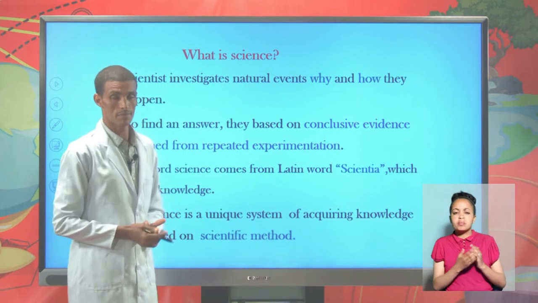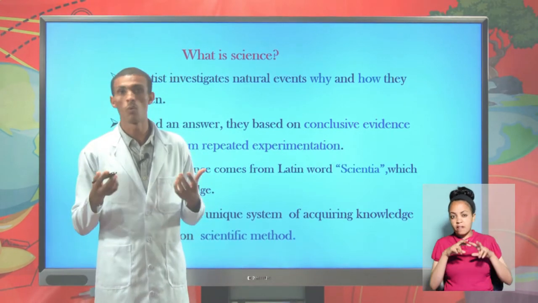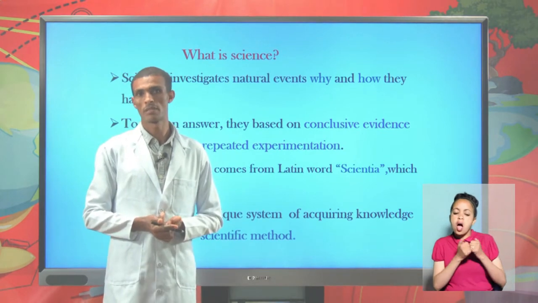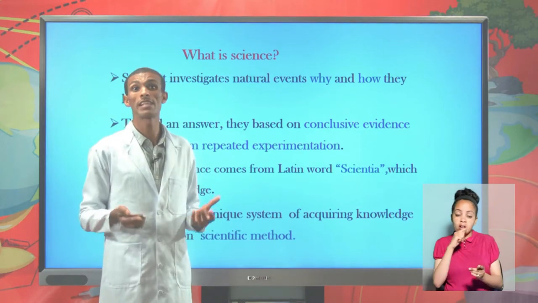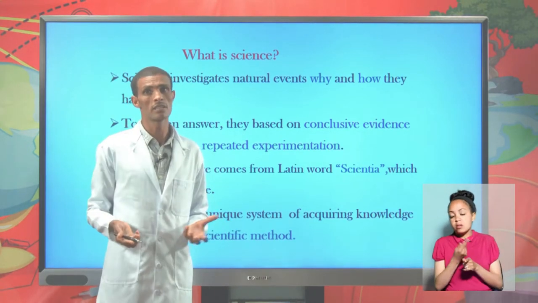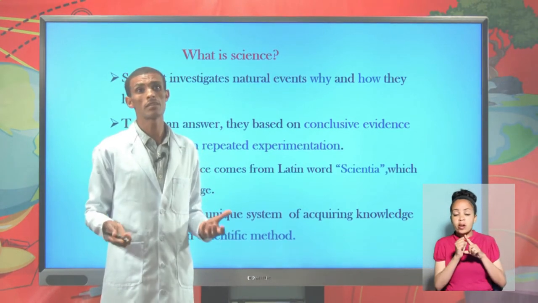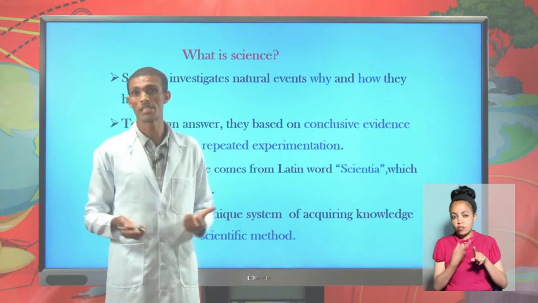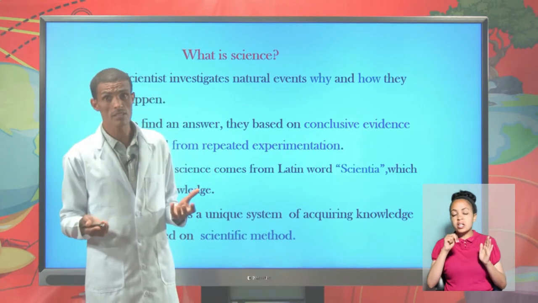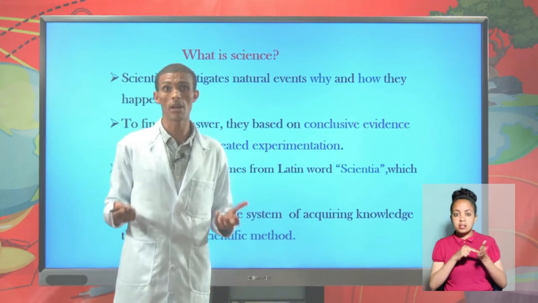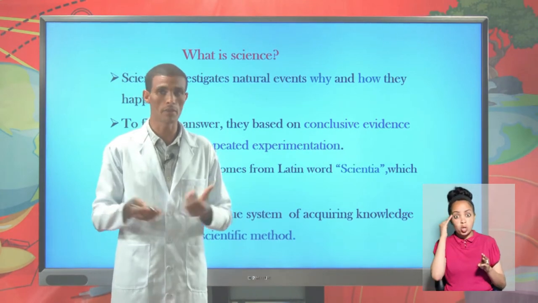Student, what is science? Scientists investigate natural events, why and how they happen. To give a real answer, they base it on conclusive evidence that they obtain from repeated experimentation. The word science is derived from the Latin word scientia, which means knowledge. But when we say science, it is a unique system of obtaining knowledge through the scientific method.